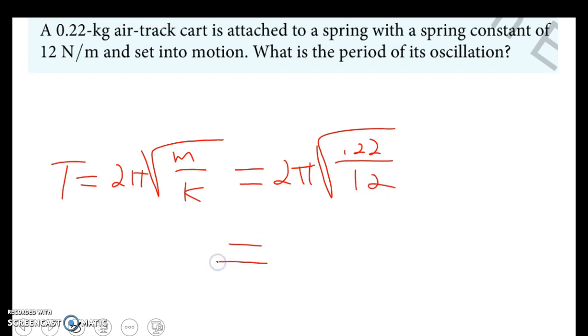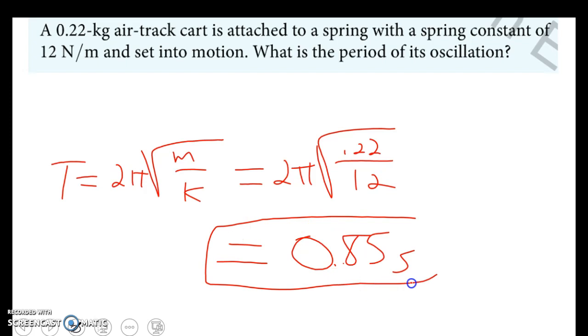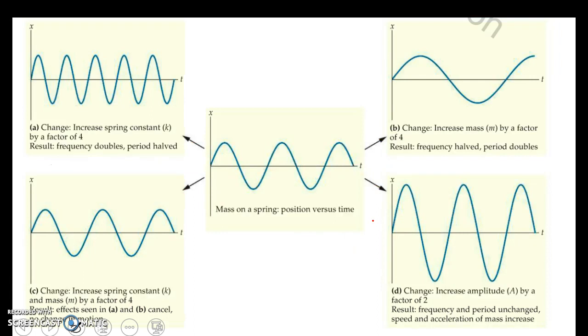And then when I do all this math out, I get 0.85 seconds. And that's the period of oscillation that we would see with this system. So let's take a look at just a regular graph here, a sine curve of the mass's spring position versus time. And let's compare.